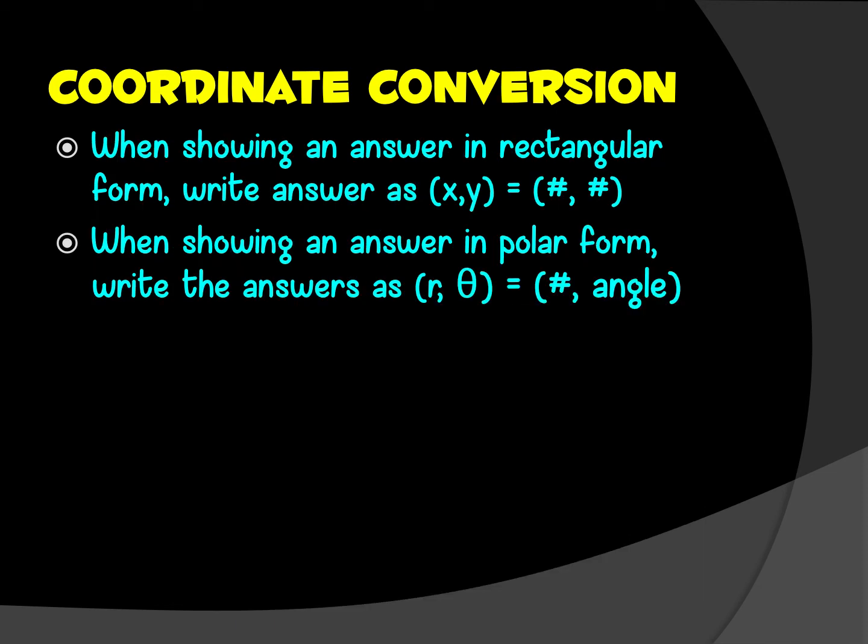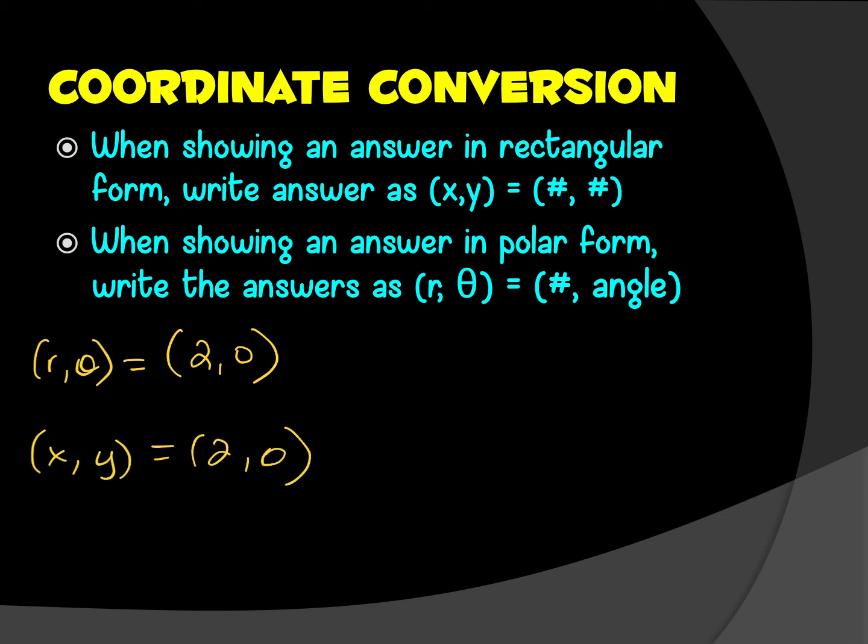Okay, so this says, show an answer in rectangular form. Write the answer as x, y equals number, comma, number. And when showing the answer in polar form, you're going to have to write the answer as r, theta. Because let's say I just did 2, 0. How do you know that that is rectangular or polar? They look the same, right? 0 radians looks the same as the y being 0. So you would have to establish that this is either r theta or xy.